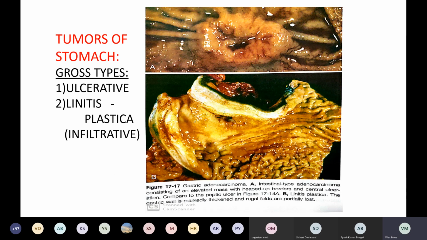Next is the tumors of the stomach. There are two gross types, the ulcerative and the diffusely infiltrative, also called Linitis plastica. The difference between a peptic ulcer and a malignant ulcer is that a malignant ulcer is usually larger than 3 centimeters. Again, it may be solitary, but it has everted edges. In Linitis plastica, there is diffuse infiltration of the wall of the stomach, converting the stomach into a leather bottle. So it is called Linitis plastica.